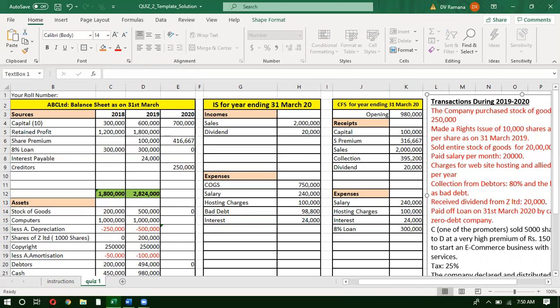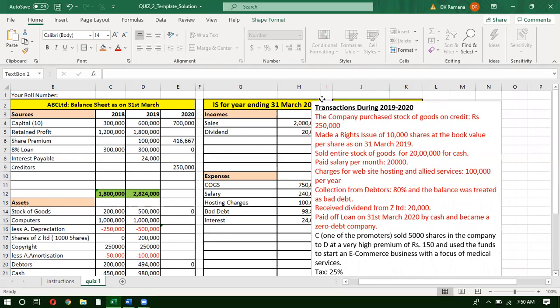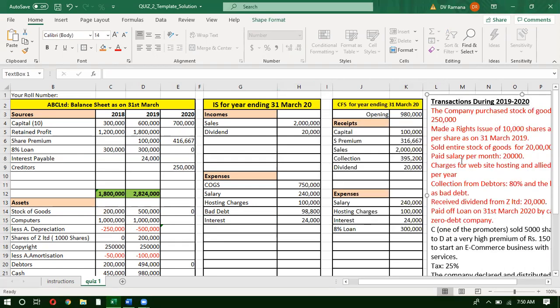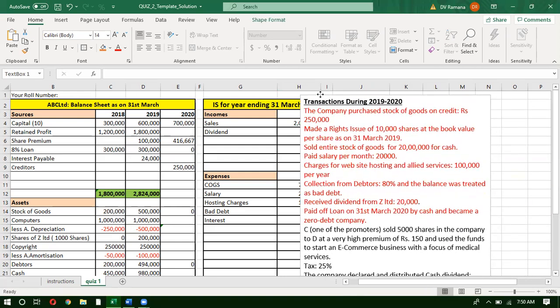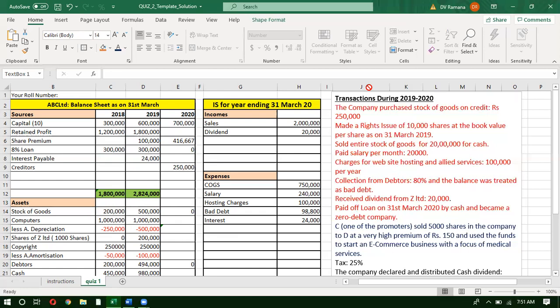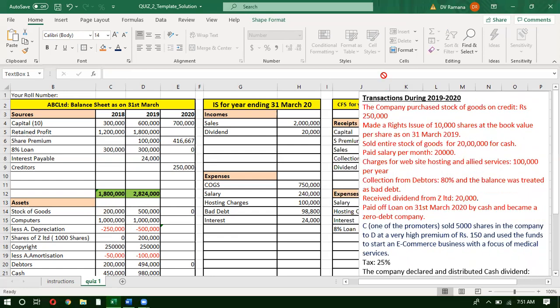And now see, one of the promoters has decided to sell 5,000 shares in the company at a premium of 150,000 to another outsider at 150, and use the funds to start another e-commerce business with a focus on medical equipment, medical services. But this is a transaction between C and D. ABC is in no way connected because of the business entity concept. This will not have any effect on the financial statements of ABC.